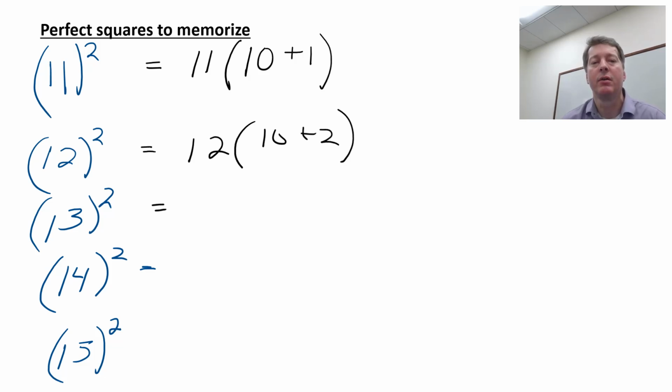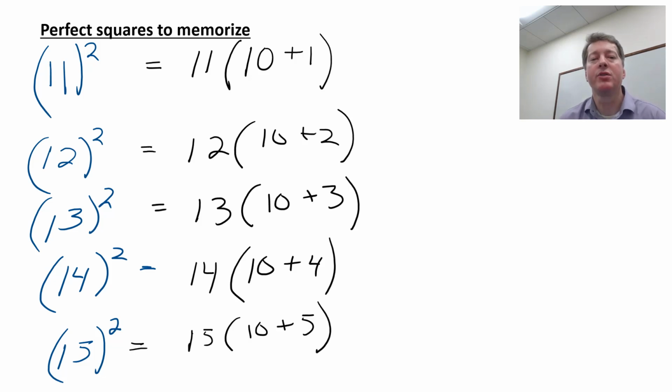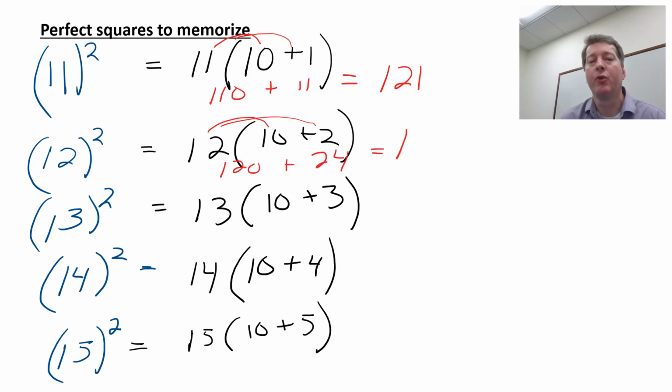So let me write these out. 11 times the quantity 10 plus 1. So 11 times 10 is 110. We're distributing, right? Plus 11 times 1 is 11. So 121. 11 squared is 121. Really good to memorize that. 12 squared. Well, 12 times 10 is 120, plus 12 times 2 is 24. So 144. 12 squared is 144. 13 squared. 13 times 10 is 130, plus 13 times 3, 39. So 13 squared, 169.